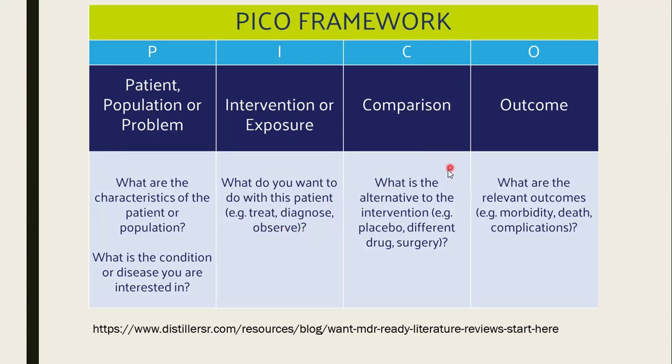C is for the comparison. What is the alternative to the intervention? Example, placebo therapy, different drugs, or a surgery. O is the outcome, meaning what are the relevant outcomes? Example, morbidity and mortality rates or the complications.